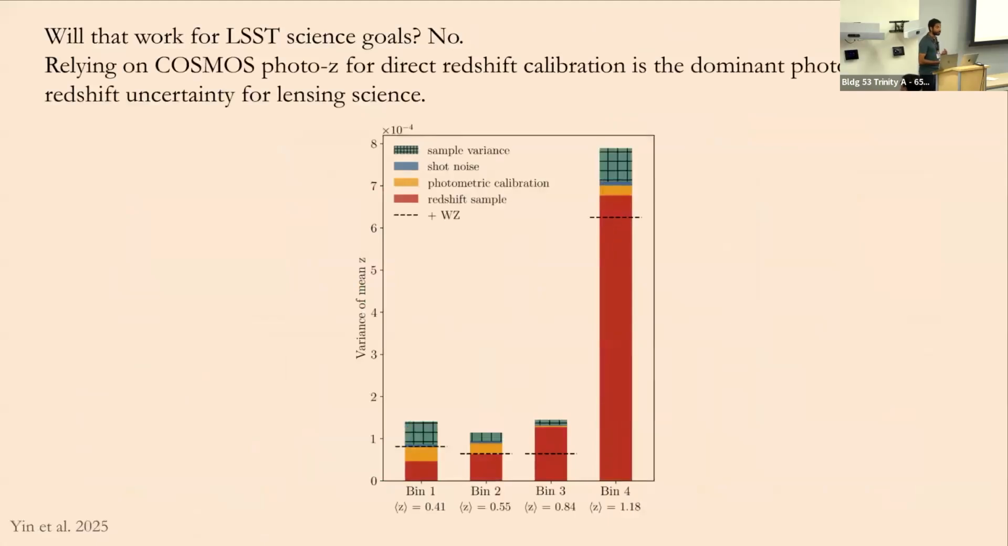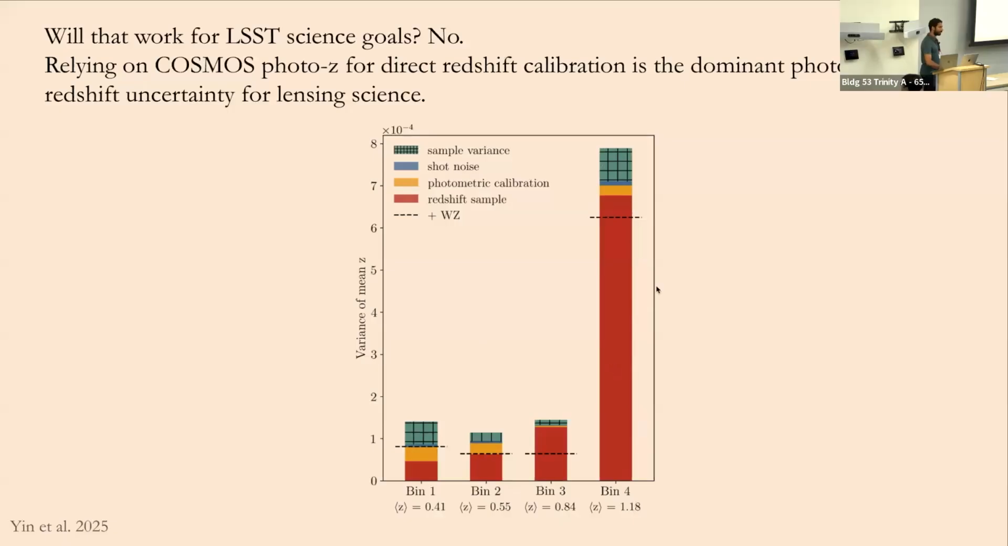And so will that work for LSST science goals? I think the basic answer is no. Relying on COSMOS photo-zs for direct calibration is the dominant uncertainty for photo-zs in general for lensing science. So here's an illustration of that from the DES Year 6 redshift calibration led by Boyan Yin.